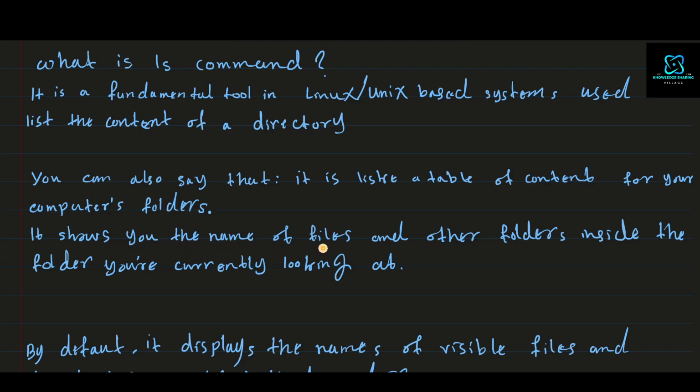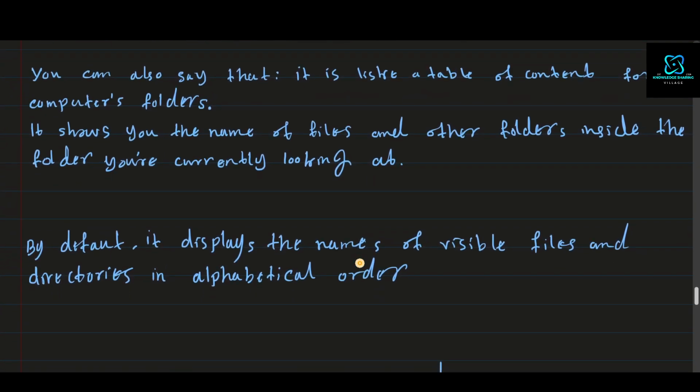It shows you the names of the files and other folders or directories inside the directory that you are currently looking at. By default, it displays the names of the visible files and directories in alphabetical order. This is the default function of the ls command.